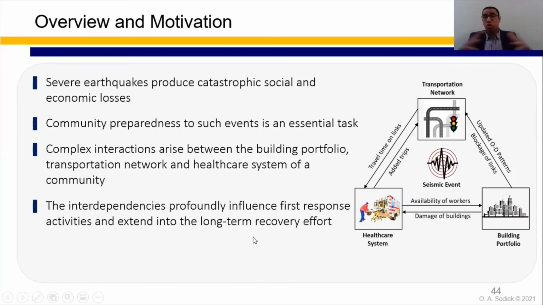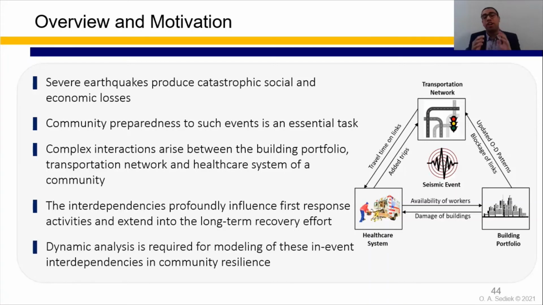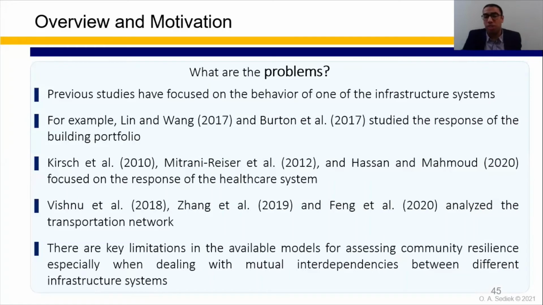So these mutual interdependencies actually profoundly influence the first response activities and can extend to long-term recovery. So dynamic analysis is actually required to model these in-event interdependencies in community resilience. So what are the problems? Again, what are the gaps in the current literature?